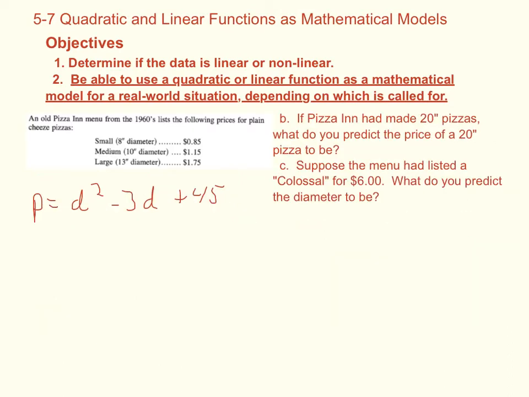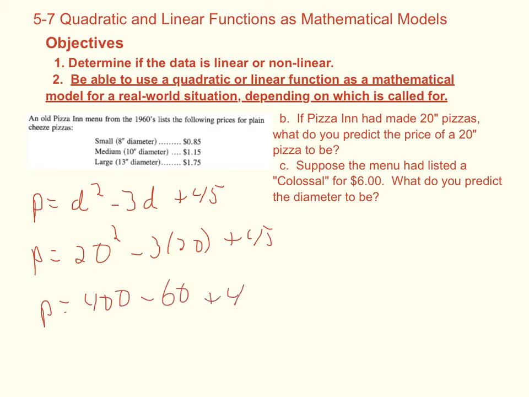For B, if Pizza Inn had made 20-inch pizzas, what do you predict the price of a 20-inch pizza to be? Well, we know how to do that by now. Just plug those numbers in. So the price equals 400 cents minus 60 cents plus 45. So the price of a 20-inch pizza would be 415 cents, or $4.15.